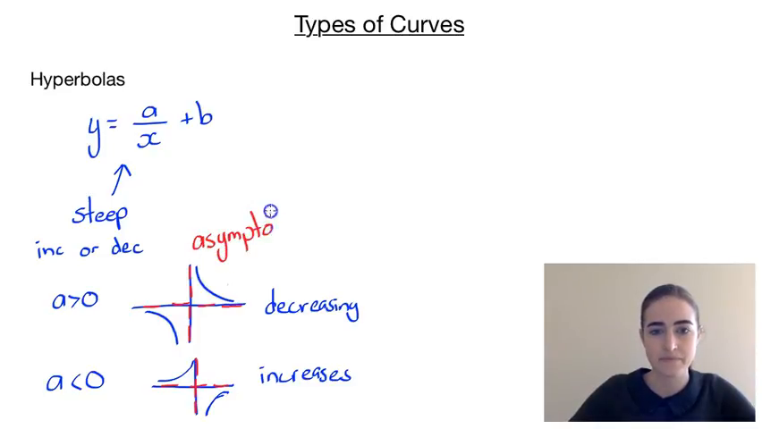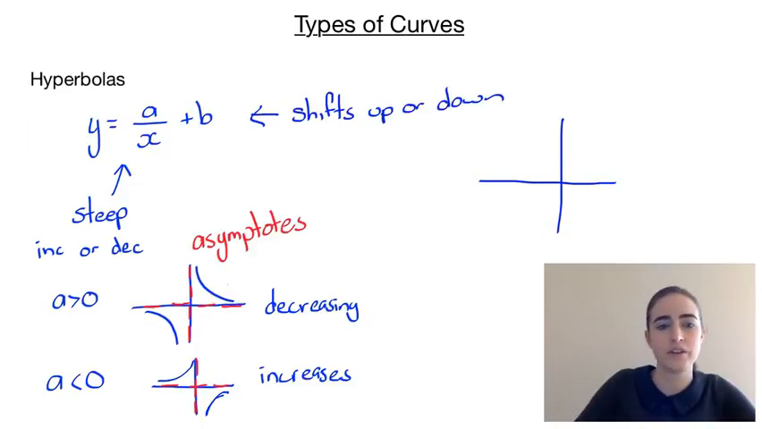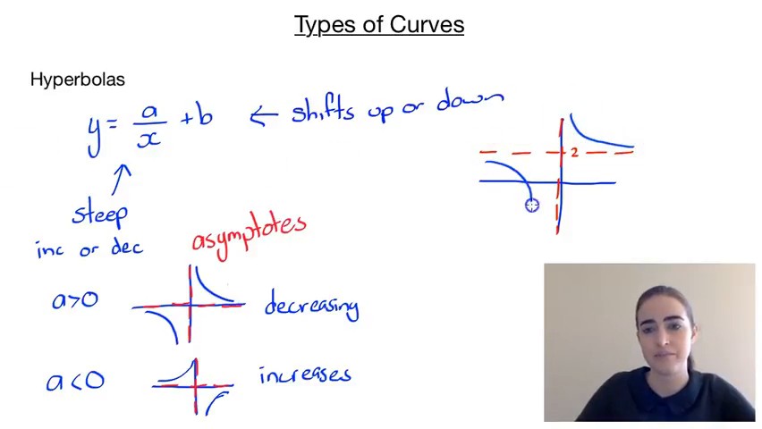But if we have this plus b term, that's going to shift our graph up or down. Our vertical asymptote is going to stay the same. But if we had, say, a +2 there, then our horizontal asymptote is going to shift up to 2 there. And our hyperbola would be up here and down here. So it shifts everything up or down the graph.